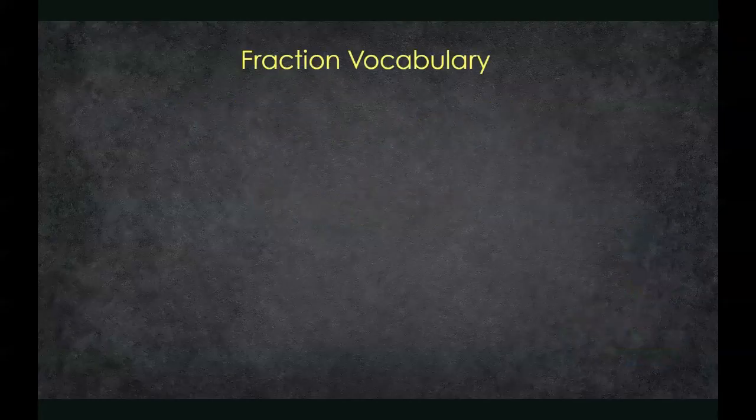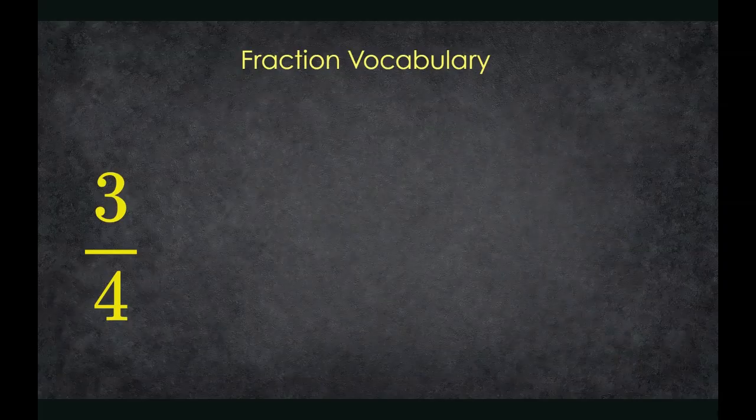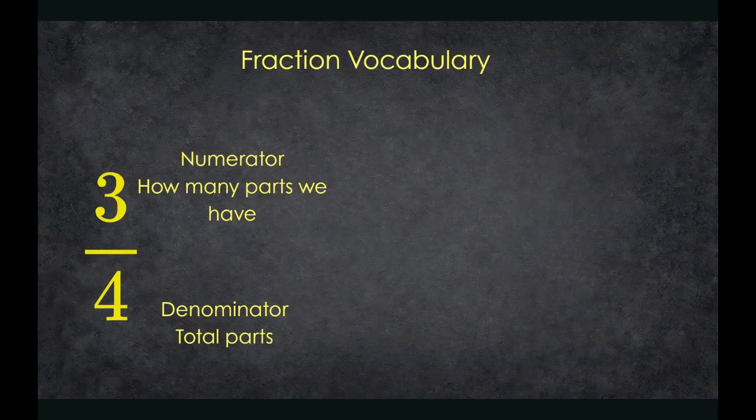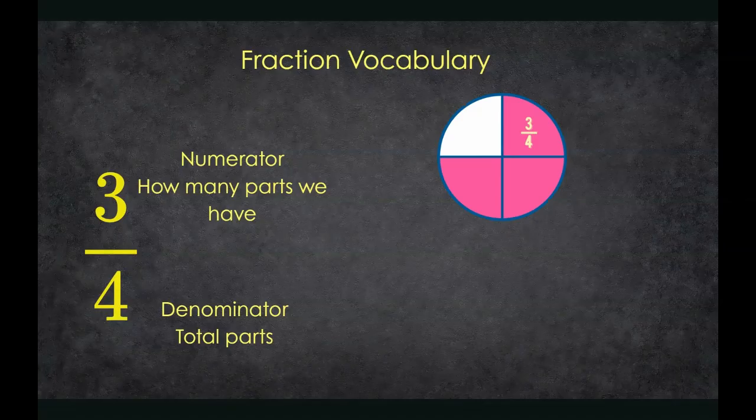So our first vocabulary words that we're going to be talking about are going to be numerator and denominator. A numerator is how many parts we have in a fraction, basically our top number. The bottom number in a fraction, that's called our denominator, that describes the total parts in the fraction. So in this example, I have 3/4. That means I have a whole cut into 4 pieces, and of those 4 pieces, I have 3 of them.